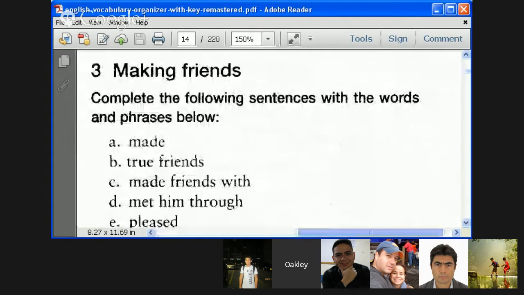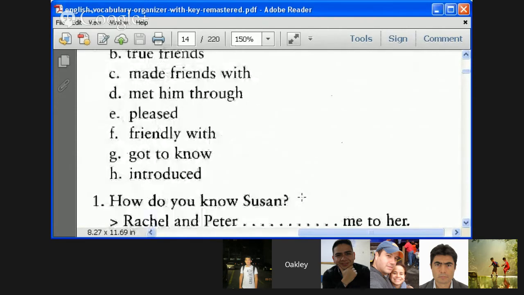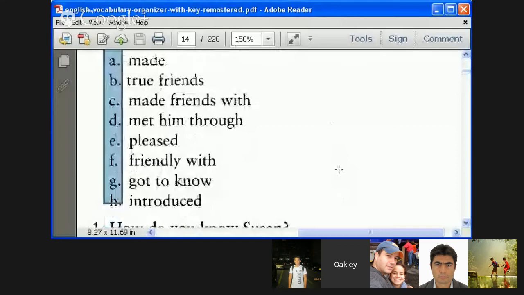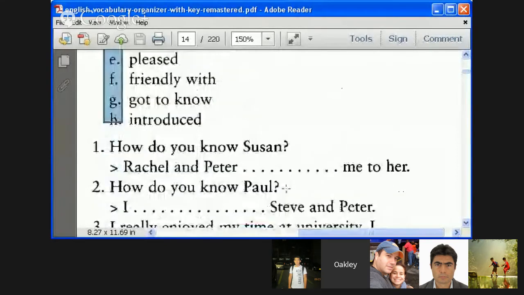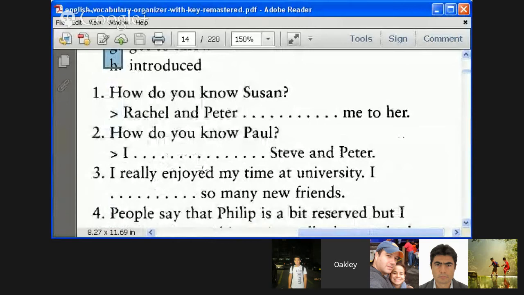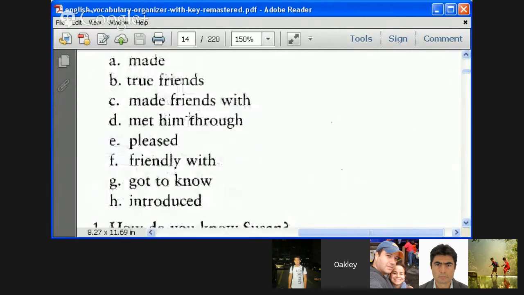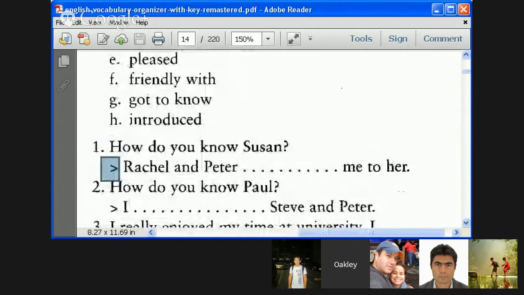Okay, let's talk a little bit about making friends. Now we're going to do a little fill in the blank with the words and phrases here. I'll scroll up and down as I need to. Some of this exercise is a simple fill in the blank, and some of it is like a dialogue. One person says this and the next person says this. So, let's try this out.